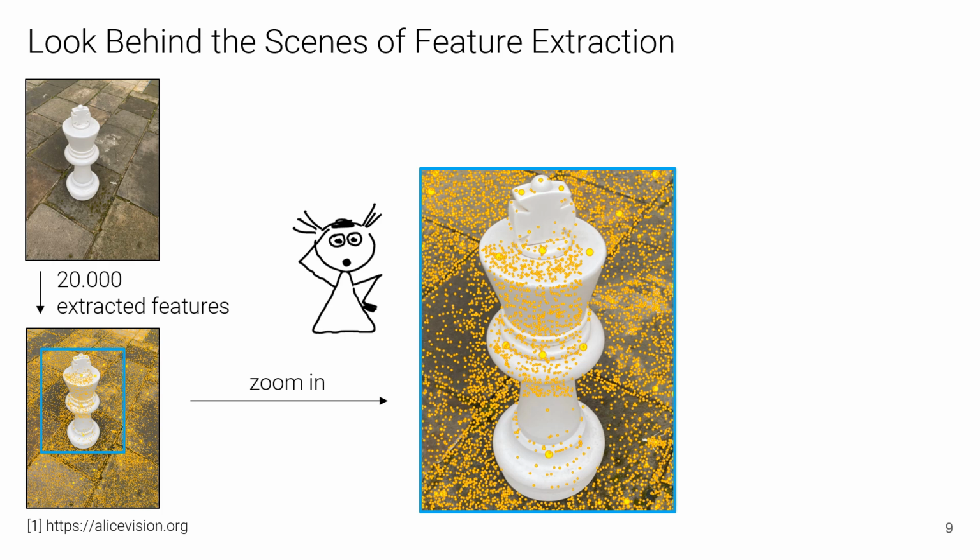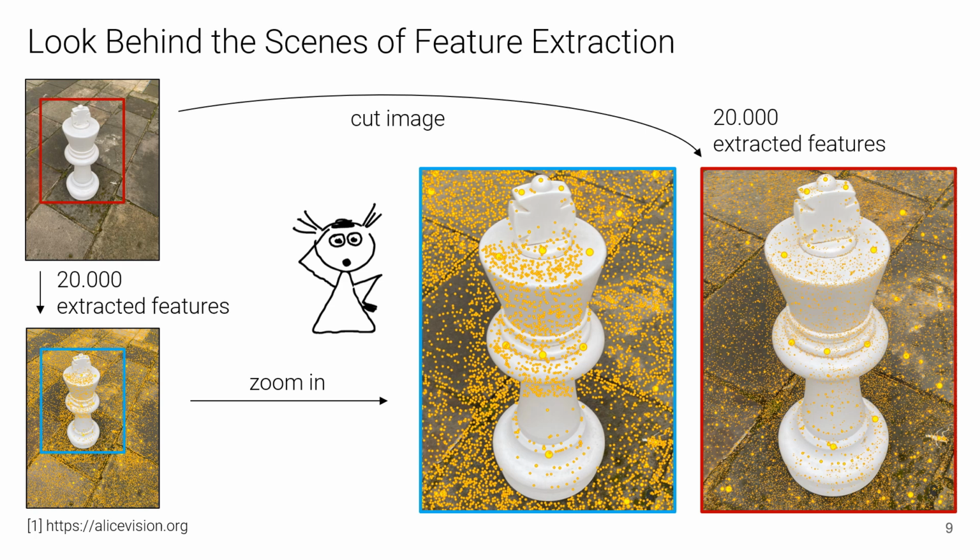But how is the program supposed to know which object we see here and what should be reconstructed? The program sees the entire image area as potentially equally important. But let's try to refute the argument that the camera is too bad and cut out the image area around the chess piece. Now we feed this image into the program and obtain a different distribution of features. Again, 20,000 features were identified, but this time there are significantly more on the object and therefore potential points in the point cloud.